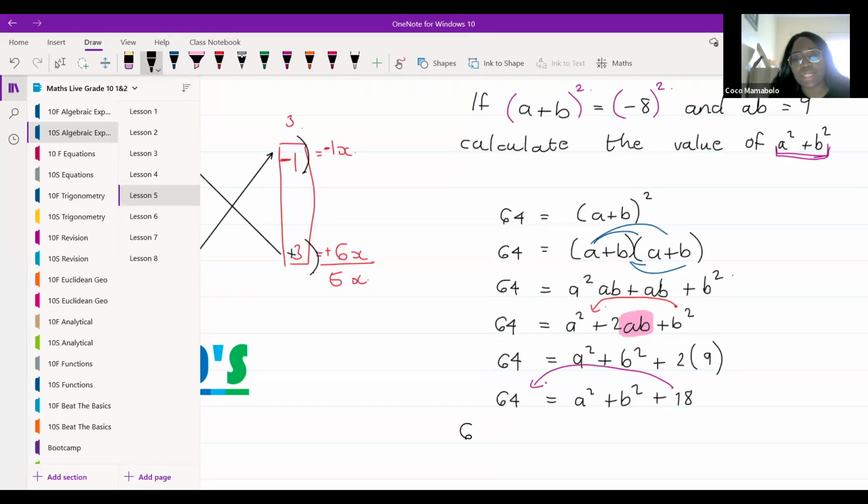So I'm going to get 64 minus 18 is equal to a squared plus b squared. All right. So 64 minus 18, how much is that? 46, correct, not 56, 46, good. So 46 is the answer we're looking for. a squared plus b squared is equal to 46. 1, 2, 3. How do we feel about that? How did that feel, guys?